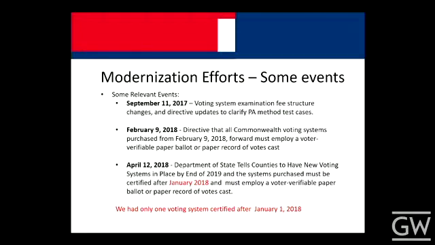And on February 9, 2018, the department published a directive that suggested that all Commonwealth voting systems purchased from that day onwards must be resilient and must employ a voter verifiable paper record. And on April 12, 2018, the department told counties that everybody has to upgrade to newer resilient systems by the end of 2019, and they have to pick systems that have been certified by the secretary on or after January 1st, 2018.